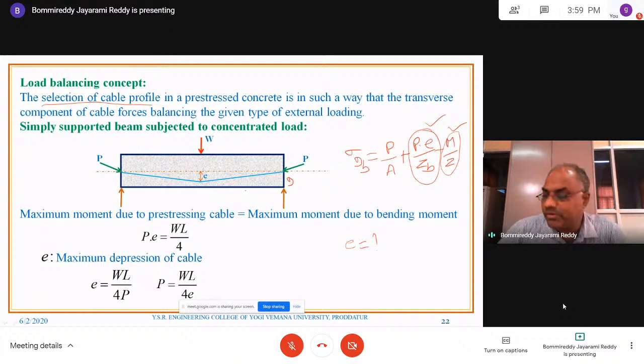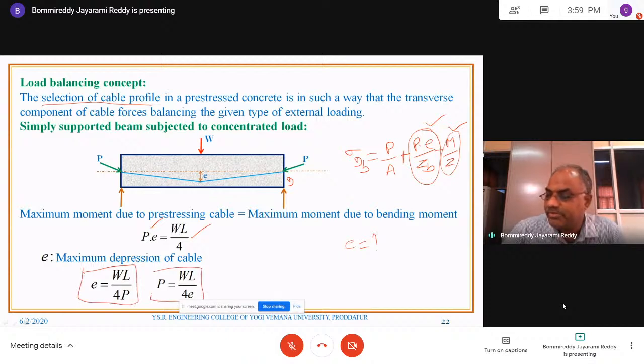So here in the case of the load balancing concept, because of the pre-stressing force, what is the moment induced? Moment induced is P multiplied by E. You can look at P into E as the moment induced. What is the moment because of the external load? That is WL by 4. It is not at all a formula. Everybody knows that P into E is the moment, and WL by 4 is for a concentrated load.